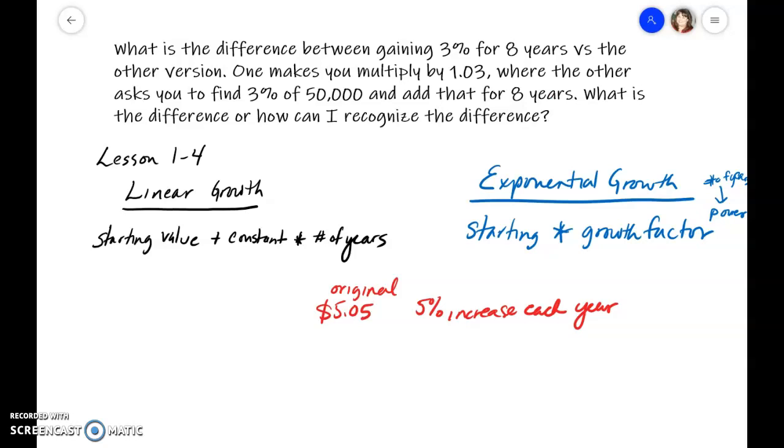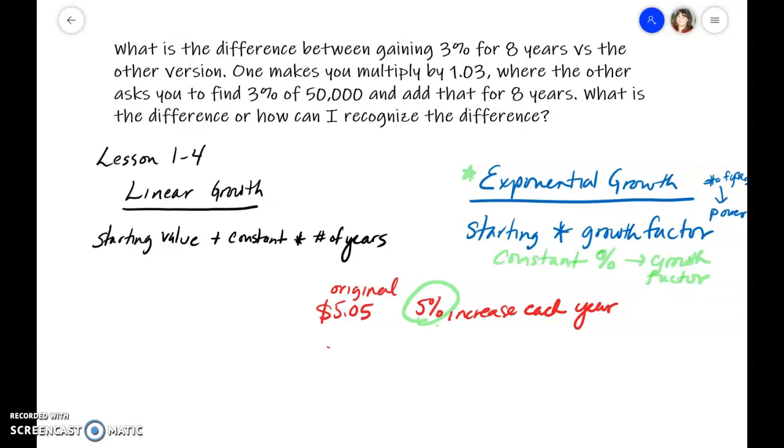So if I have a constant rate, and this right here is my constant rate, then it's an exponential growth. So I have a constant growth factor. It's typically a constant percentage that I'm going to write as a growth factor, then I know that I have to use the exponential growth model.